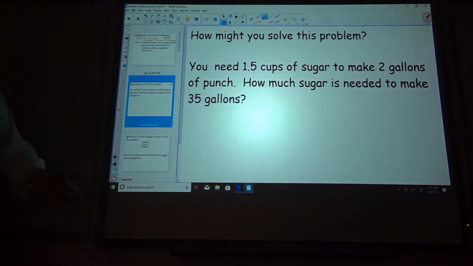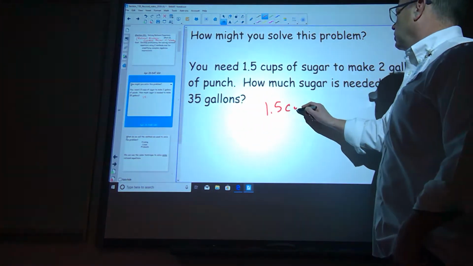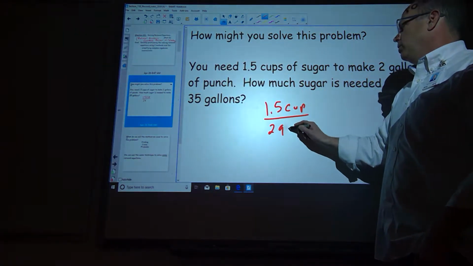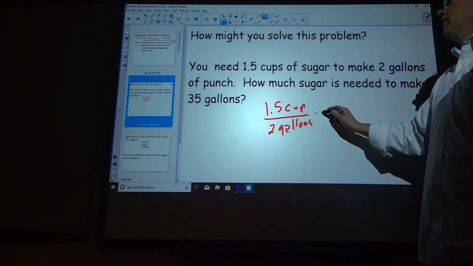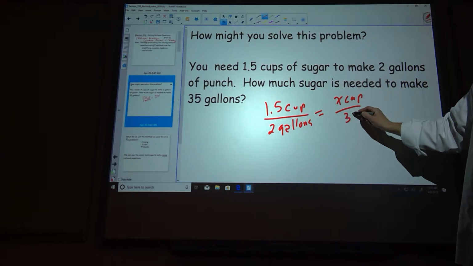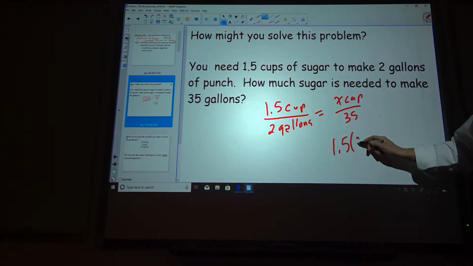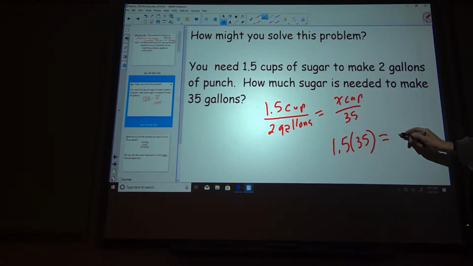Yeah, I wish. All right, so pretty simple problem here. You have 1.5 cups of sugar to make 2 gallons of punch. How much sugar is needed to make 35? So if you want 1.5 cups over 2 gallons, you could set that equal to x cups over 35. And then cross multiply, so you get 1.5 times 35 equals 2x, and then solve that, right? Does anyone need to see me work that all the way out?